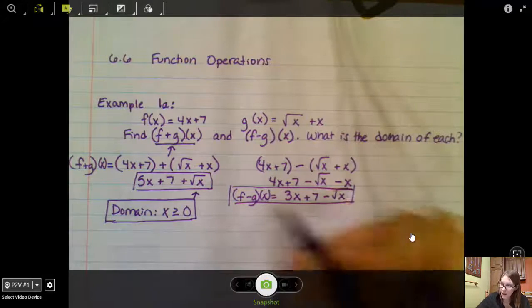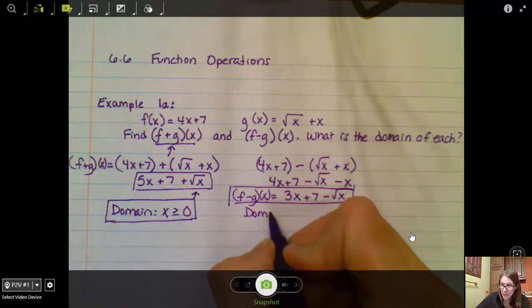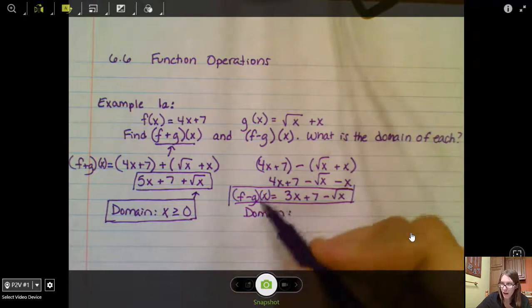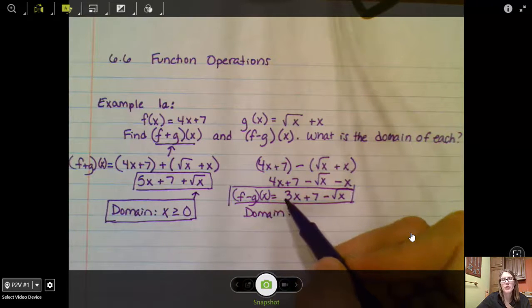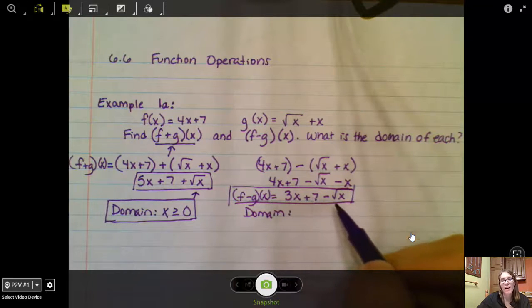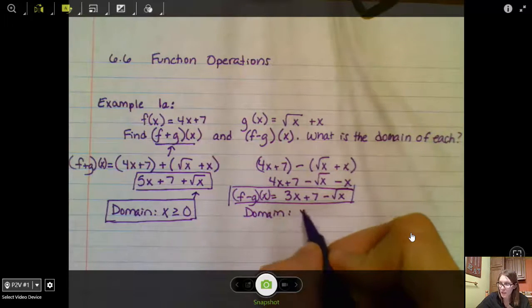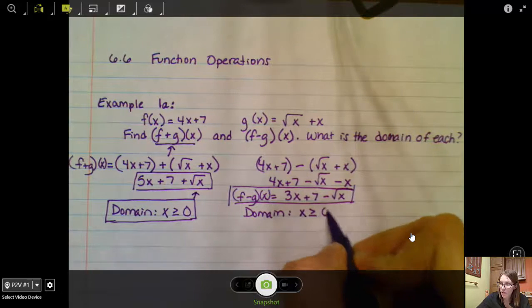Okay, let's think domain again here. We have a similar situation, but think about what numbers can we not use for x. Well, we could use anything here. Same process, I can't use a negative number here. So our domain, once again, x is greater than or equal to 0.